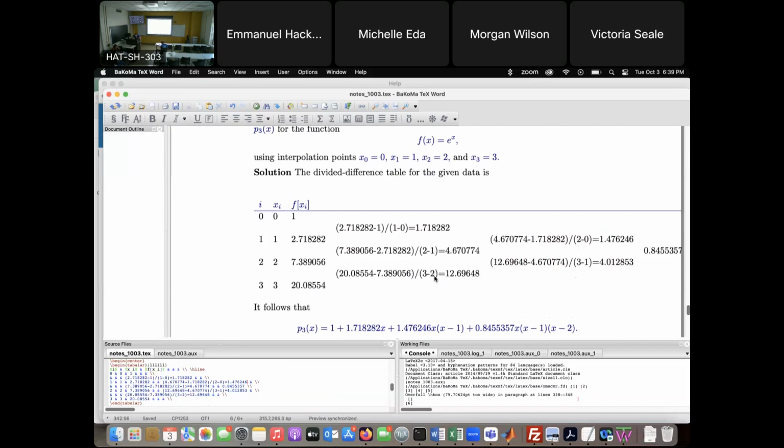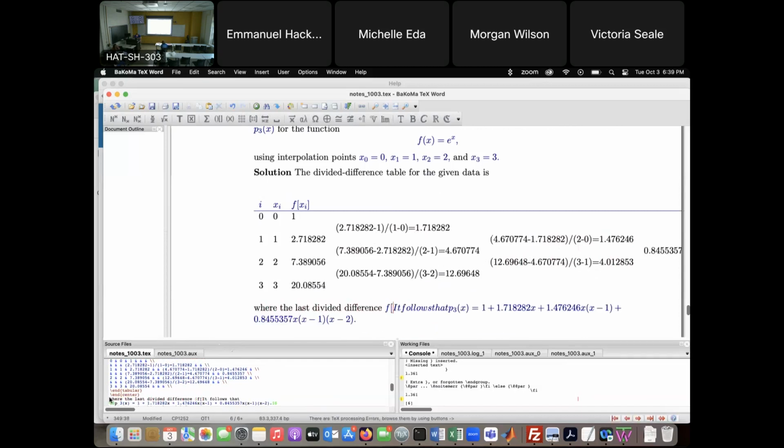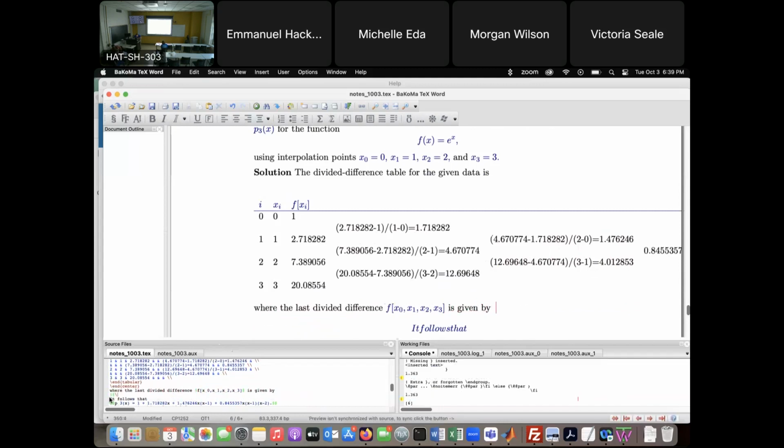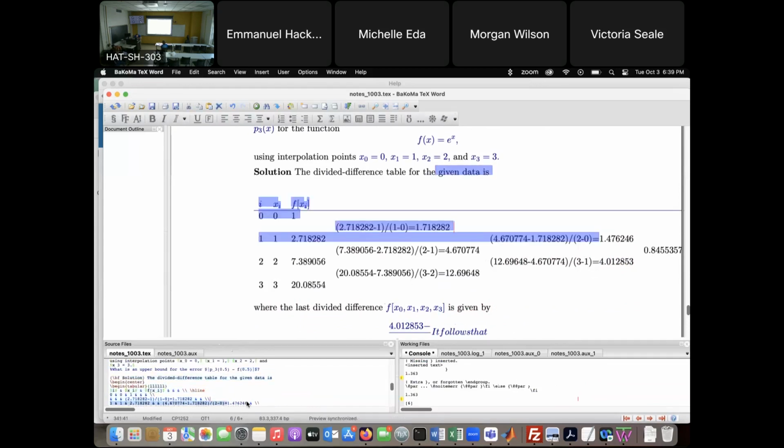So there's not enough room for that? Yeah, but this goes off the page. Okay, I'll put it down here.